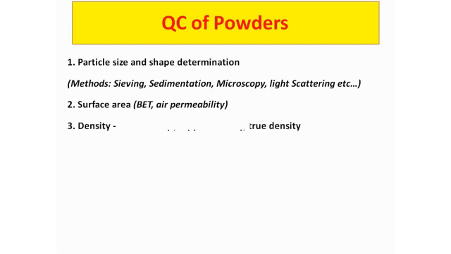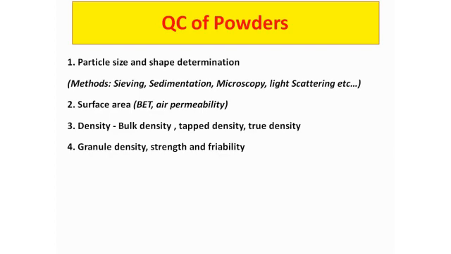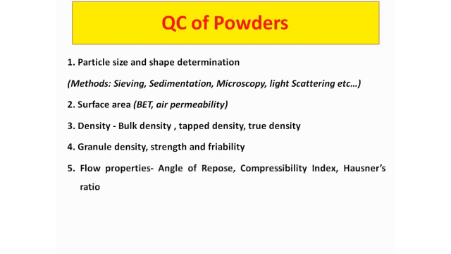The next method is the air permeability method. The next one is density. For density, we are going to determine the bulk density, tap density, and the true density of the powder. Then you can see the granule density, its strength, and its friability. Again, we are going to see the flow properties of the powder: angle of repose, compressibility index, and Hausner ratio, right? All of this will be evaluated. Then the moisture content of the powder will be evaluated. Finally, the percentage of fines. The moisture content and the percentage of fines I am going to give you in detail in the upcoming slides, right?